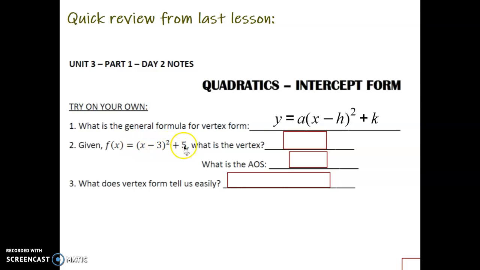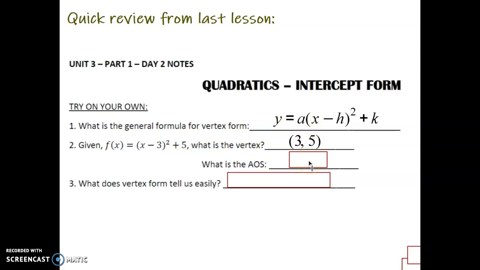All right, if we are given this particular quadratic, what will the vertex be? Remember that the x value of the vertex, that h, is always the opposite of what's in the parentheses, and the k, the y value, is exactly like it is.